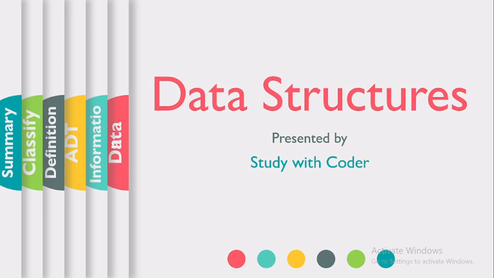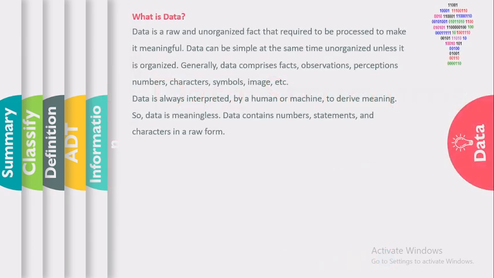Today we are going to see data structures. So first we have to see what is data. Data is raw and unorganized fact that is required to be processed to make it meaningful. Data can be simple and at the same time unorganized unless it is organized. Generally, data comprises facts, observations, perceptions, numbers, characters, symbols, images, etc. Data is always interpreted by a human or machine to derive meaning. So, data is meaningless. Data contains numbers, statements, and characters in a raw form.